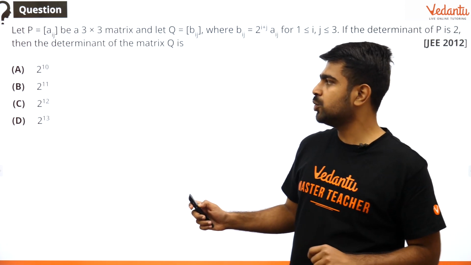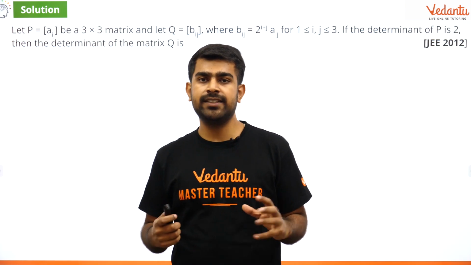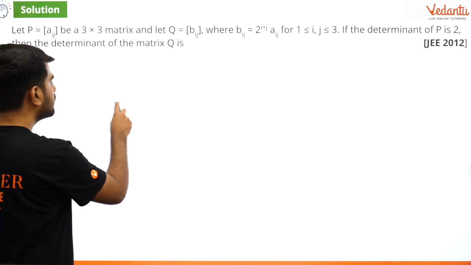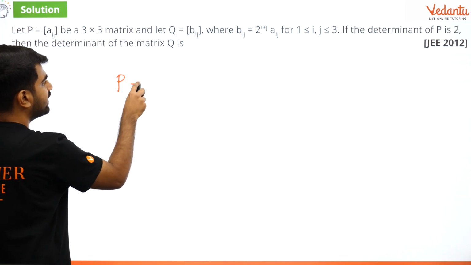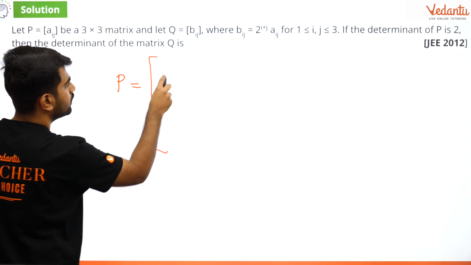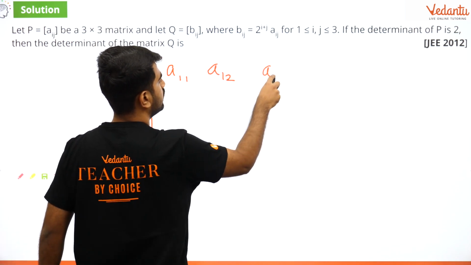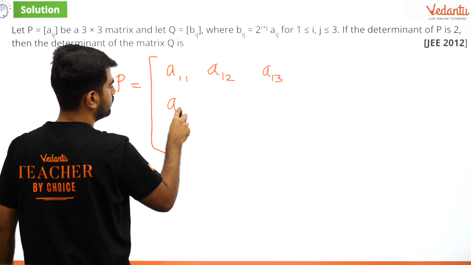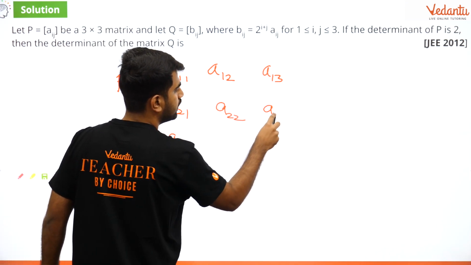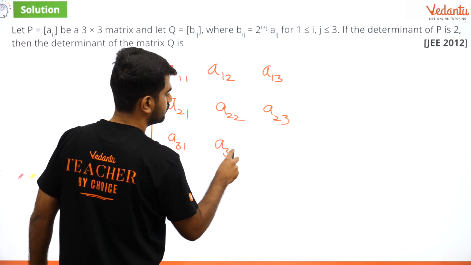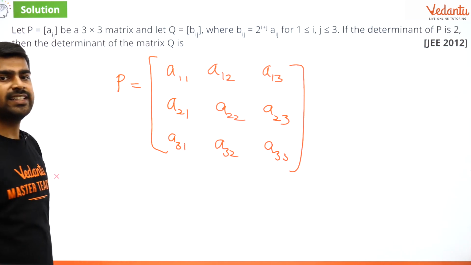So the first thing which I do in the solution is to try to understand what matrix P is. Let us write that down first. So let us say my matrix P is nothing but A11, A12, A13, A21, A31, A22. So this is my matrix P.